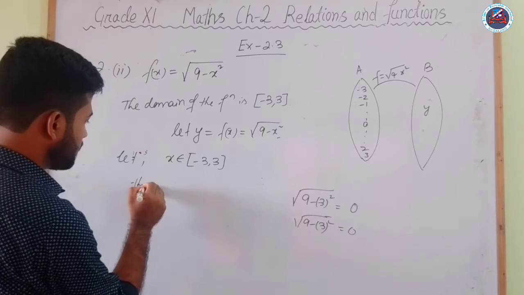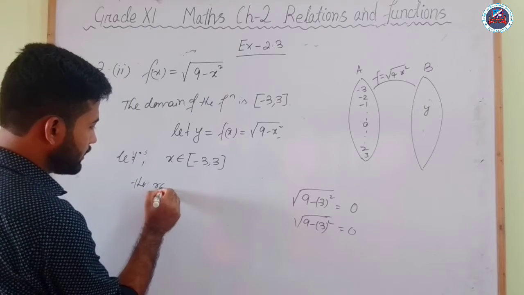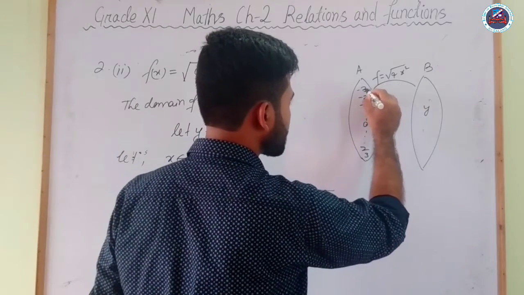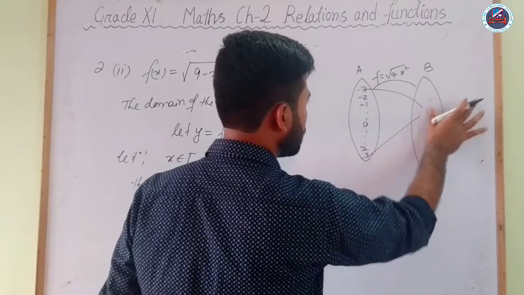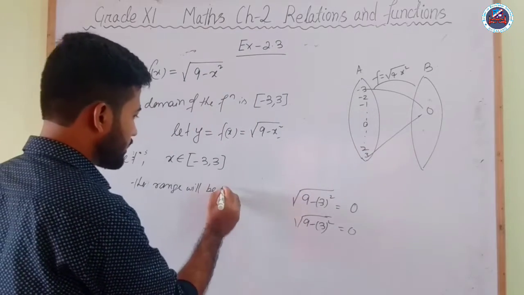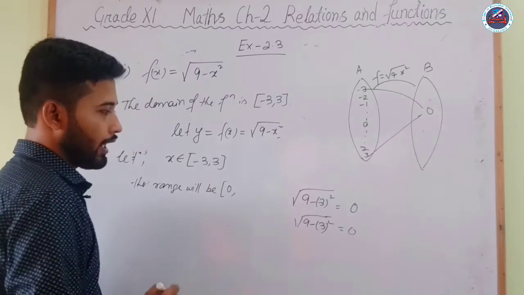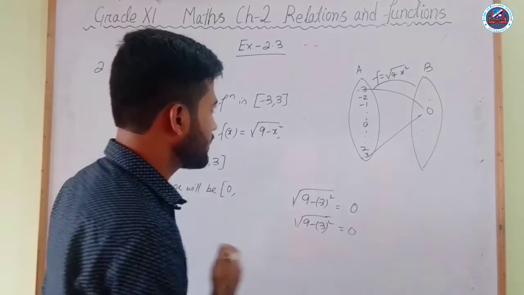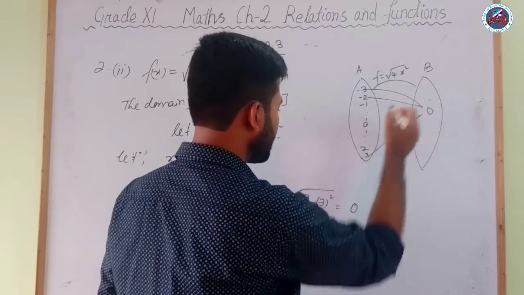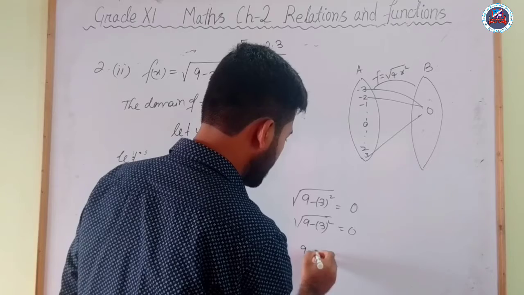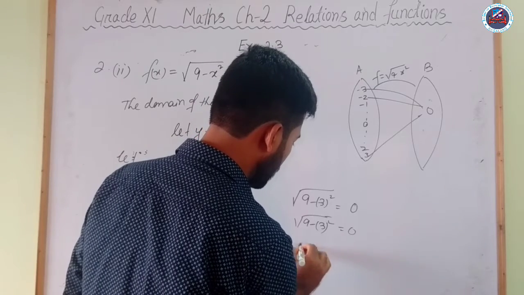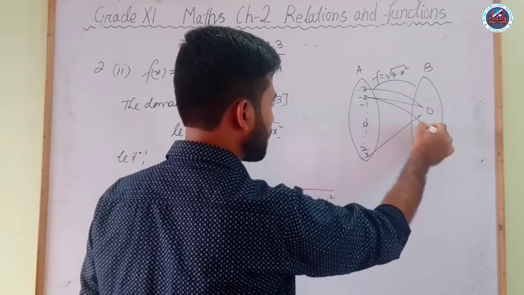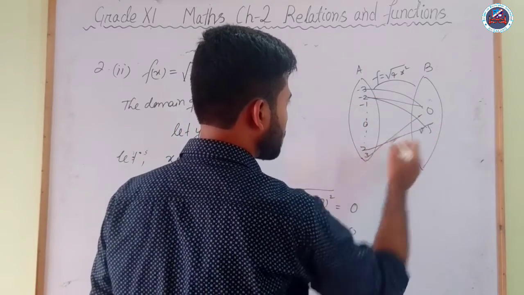That means the range will be, so this minus 3 and this 3 will be mapped to 0. So the range will start from 0 and it will take all the elements. And what can be the least element or maximum element here? It can take minus 2. So if we give here minus 2, what will it be? 9 minus 2 square will be 5. So it will be root 5. That means minus 2 will map to root 5. Even 2 will be mapped to root 5.